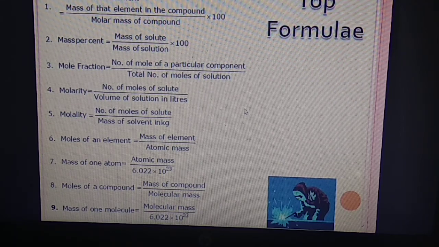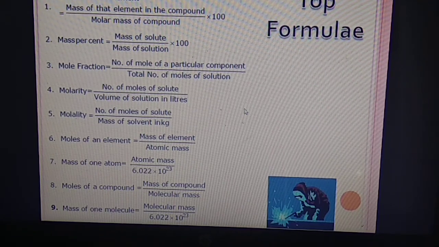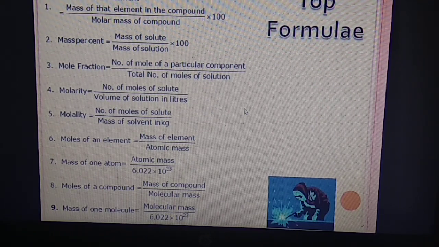Next formula, molarity: number of moles of solute divided by volume of solution in liters. Next is molality: number of moles of solute by mass of the solvent in kg. Next is moles of an element: given mass of the element divided by atomic mass. Mass of one atom equals atomic mass divided by 6.022 into 10 to the power 23.